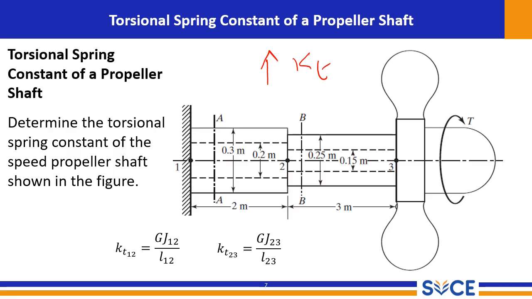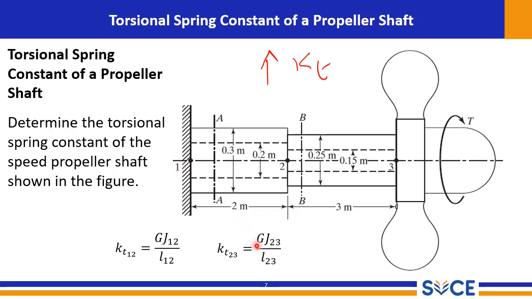To determine the overall torsional spring constant, we need to consider the individual torsional spring constants of each section. We can calculate this using the following formulas. For the first section, the torsional stiffness K_T1-2 is G times J1-2 divided by L1-2. G represents the shear modulus of the material, J represents the polar moment of inertia for the section, and L is the length of section 1-2.